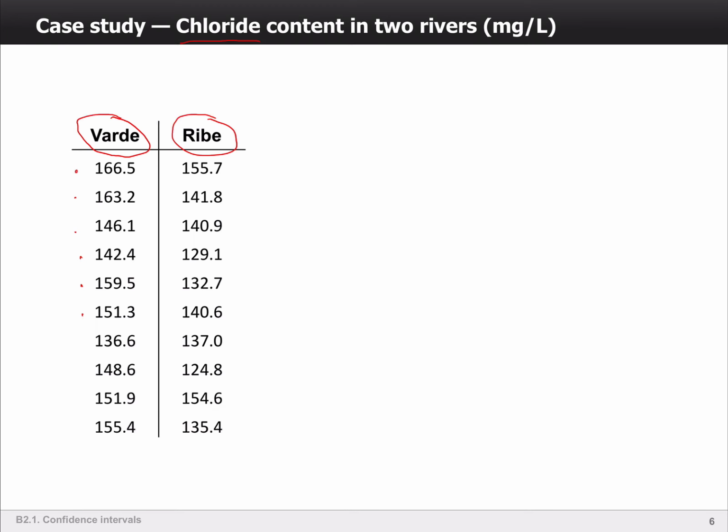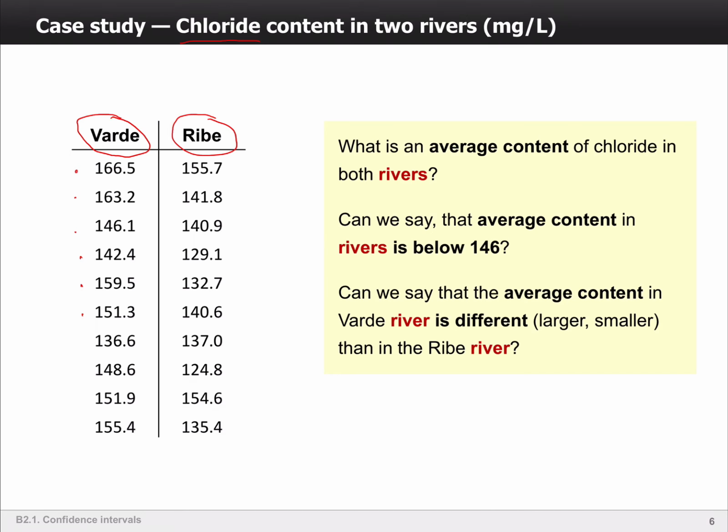The question is, well, these are some questions actually I have written down. First of all, what is the average content of chloride in both rivers, or in each river? Then can we say that the average content in rivers is below 146? Let's say that 146 is the maximum allowed concentration of chloride in the river. Then the third question, can we say that this content is different? For example, in Vade we have more chloride than in Ribe, so Vade is more contaminated than Ribe, or vice versa. Okay. What can we do?